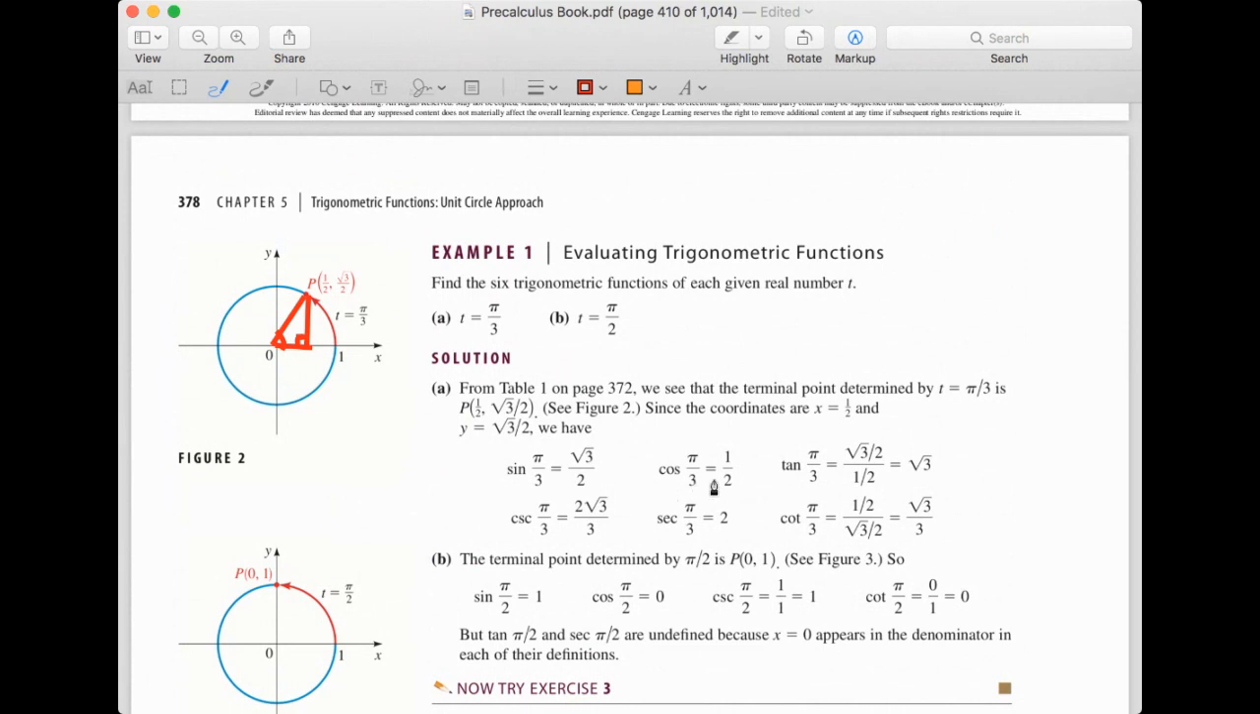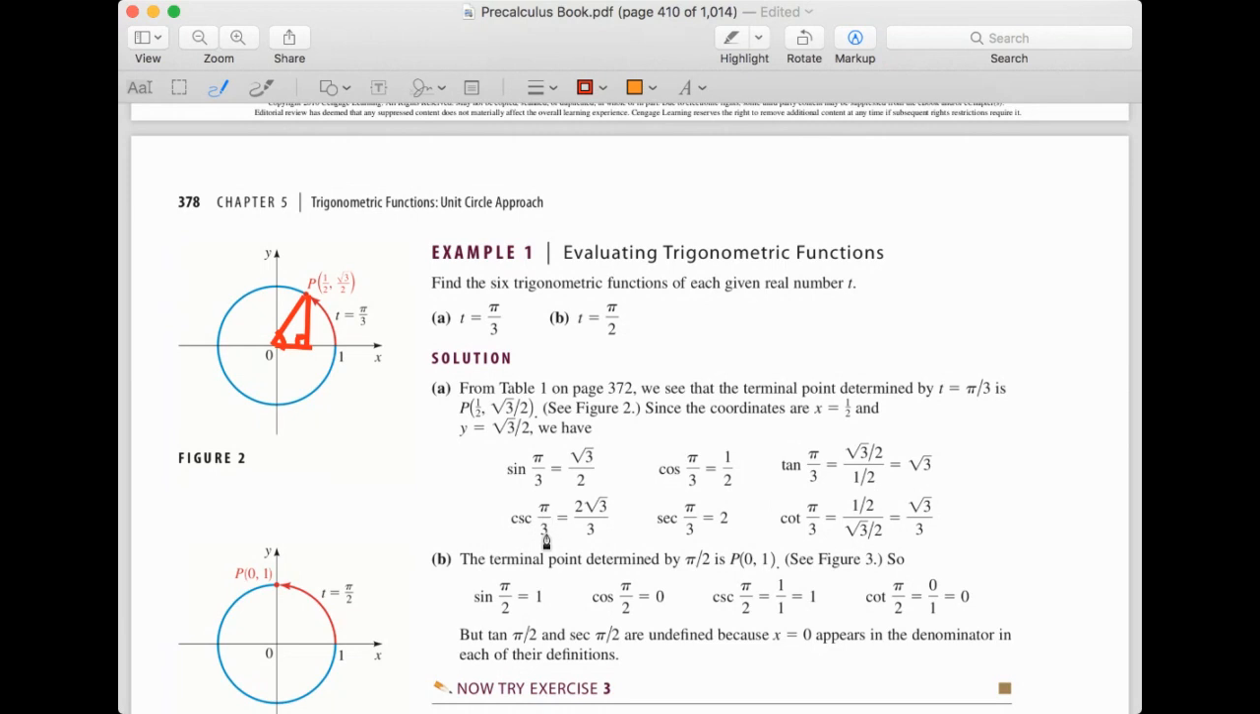Cosine pi over 3 equals adjacent over hypotenuse, where adjacent is the x value, it's half. Half over 1 is half. And tangent of pi over 3 equals opposite divided by adjacent. Opposite is the y value, adjacent is the x value. So root 3 over 2 divided by 1 over 2 equals root 3.